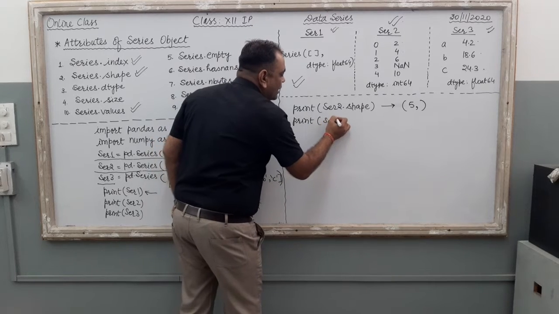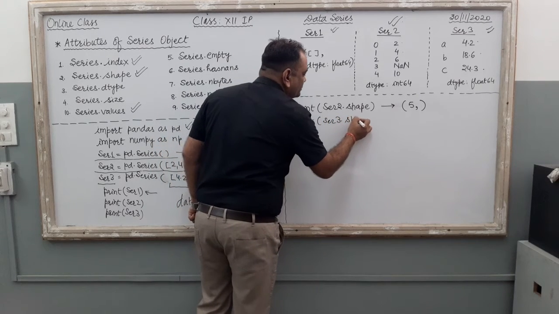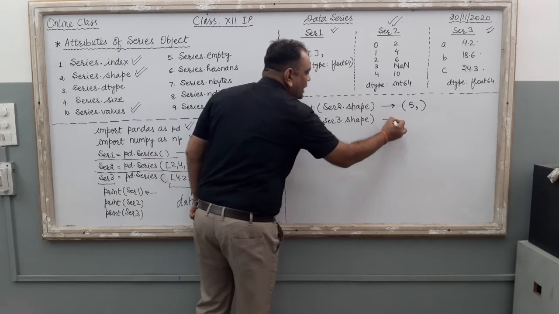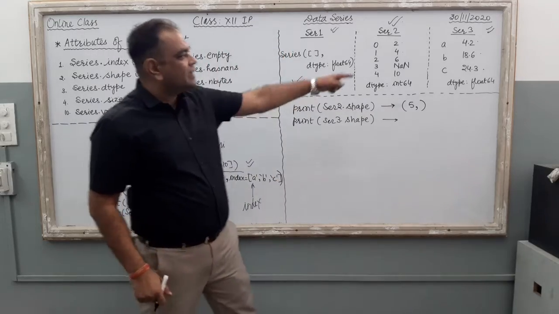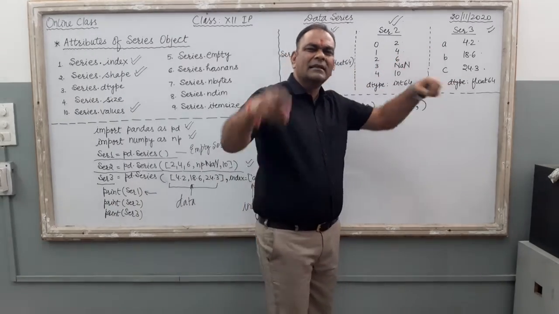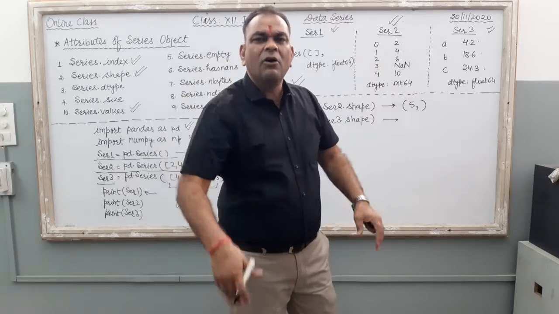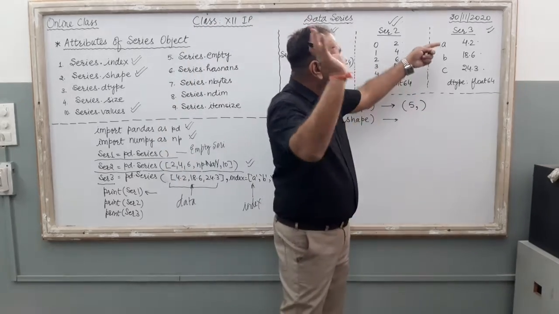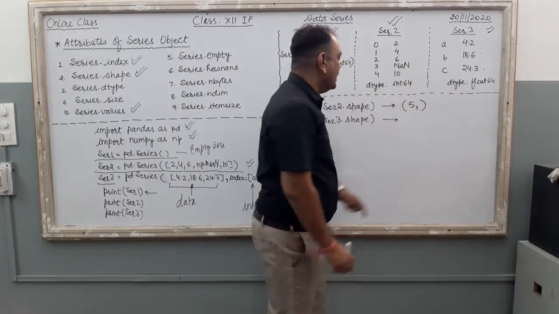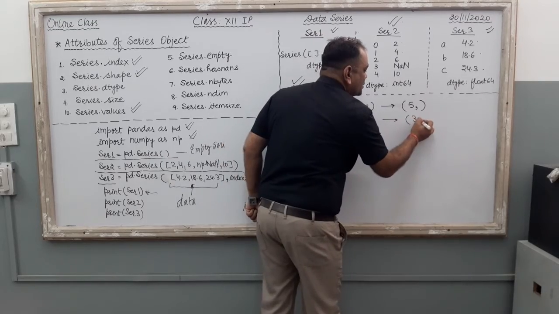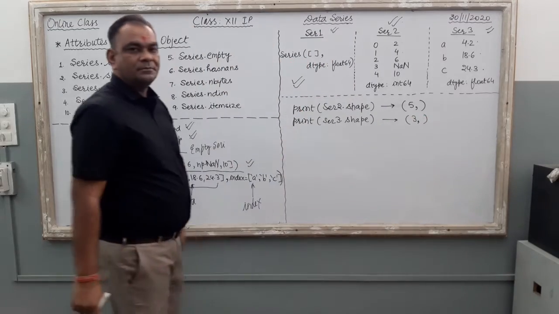Now what will happen if I use the same thing? print ser3.shape. What will happen now? What is the shape of series 3? Just count the elements, whether they are empty or NaN or missing values. Just count each and everything. 1 2 3. So here the output shape of the series is 3.